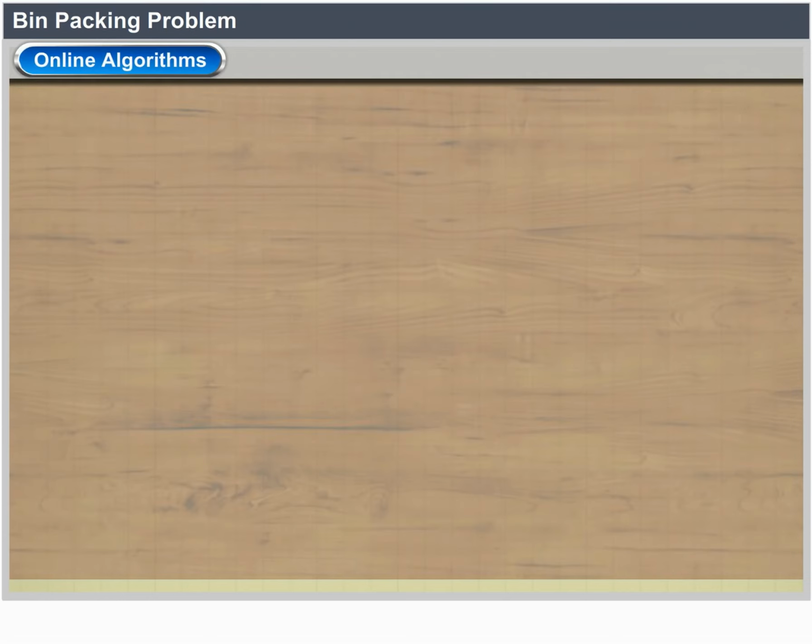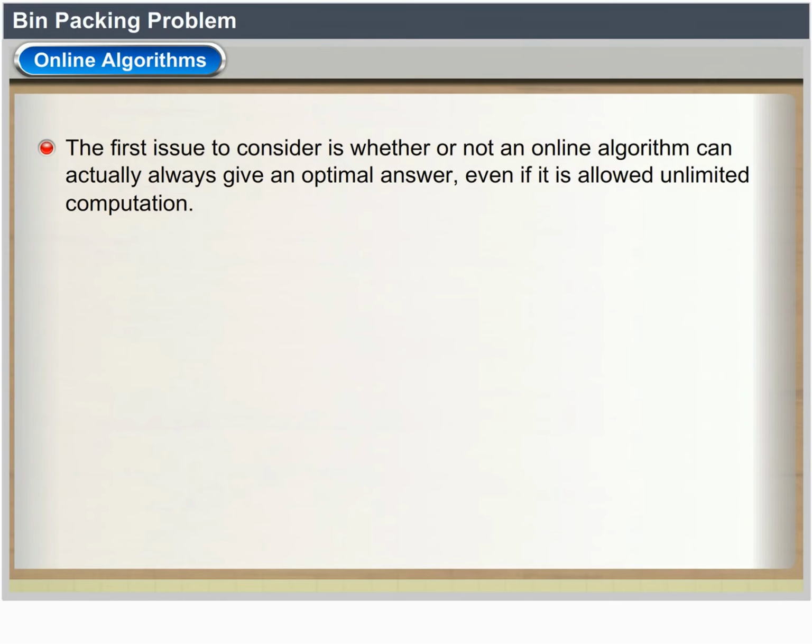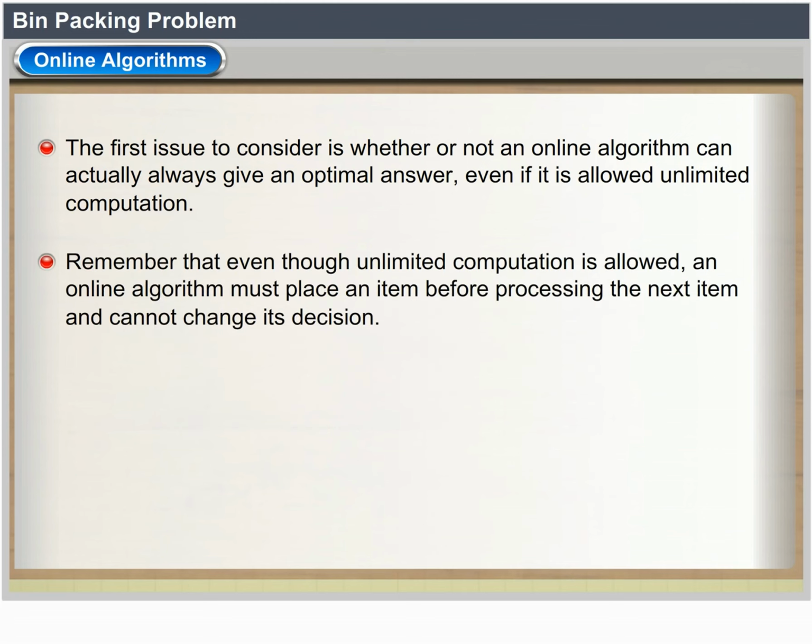Online algorithms. The first issue to consider is whether or not an online algorithm can actually always give an optimal answer, even if it is allowed unlimited computation. Remember that even though unlimited computation is allowed, an online algorithm must place an item before processing the next item and cannot change its decision.